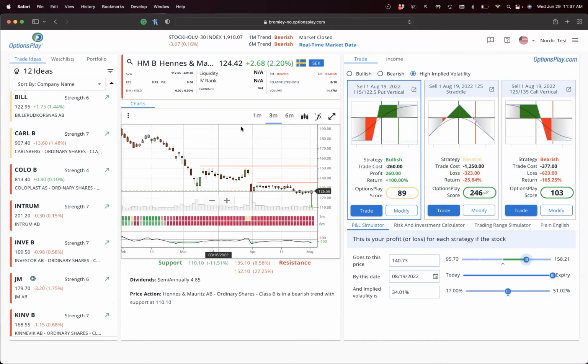Now, how many of you currently trade credit type strategies, selling credit spreads, selling strangles, any of those types of strategies? Please type 1 into the chat window if you currently trade any of those strategies.